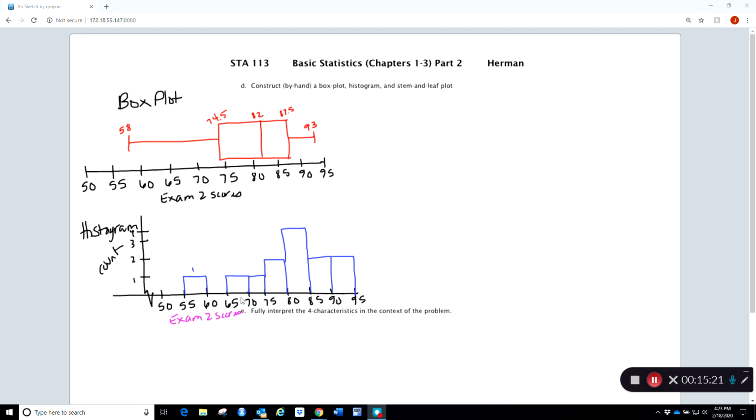And if you want to, you can kind of put those counts on top of the bars, because then I can quickly check. So 2, 4, 8, 10, 11, 12, 13. I have all of my 13 students, the scores there for me.